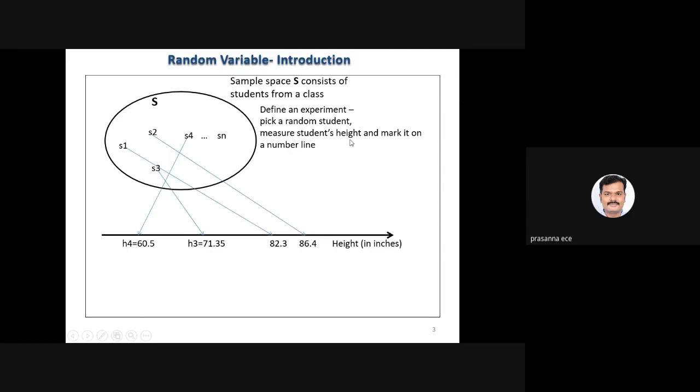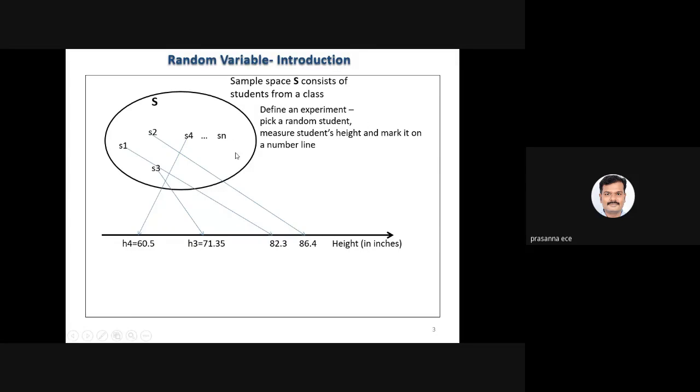In some experiments, we have a quantitative outcome. For example, in rolling a die, the outcome is a quantitative outcome. There is a number that shows up, 1, 2, up to 6, whatever number, and that is a quantitative outcome. If we want to do more practical work in probability theory, it is more useful to define every outcome in a quantitative way. That is why we introduce a concept called a random variable.